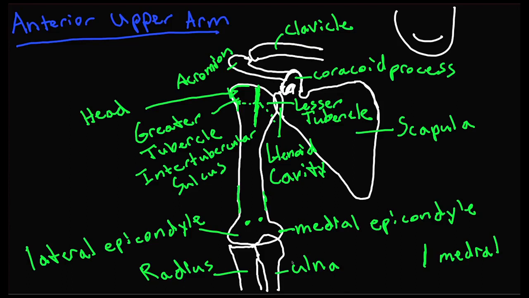There is also something called the deltoid tuberosity, which hangs out right about here and kind of wraps around. It's a portion of the bone where the deltoid muscle inserts right here. So I wanted to point that out as well. And now we can go ahead and look at some muscles of the anterior upper arm.